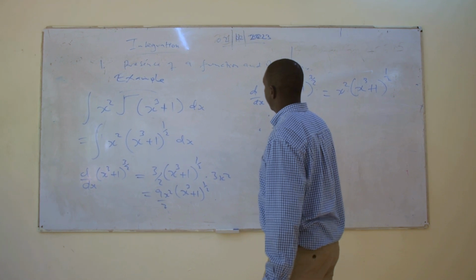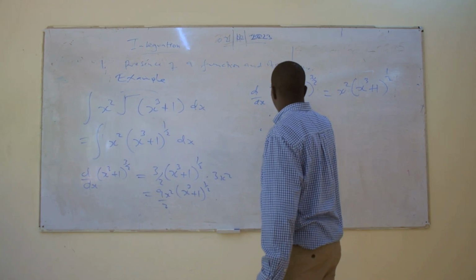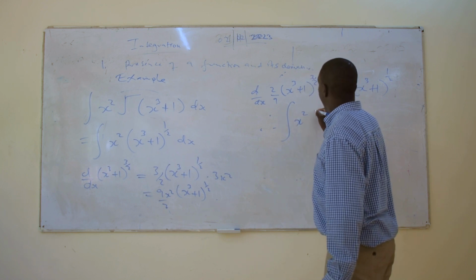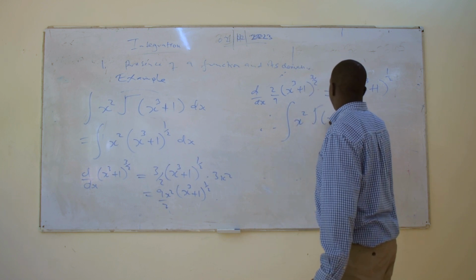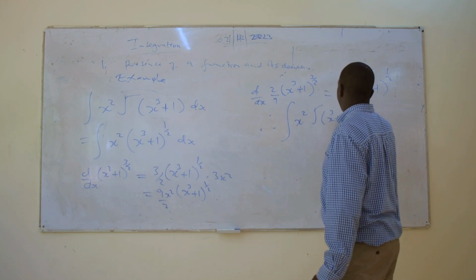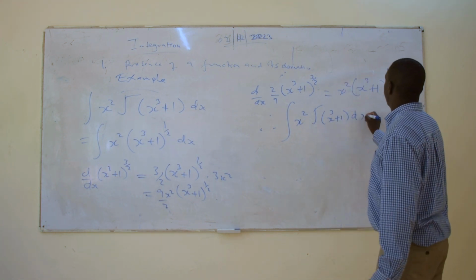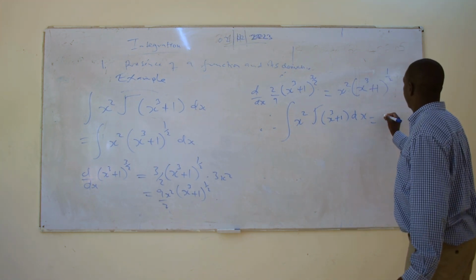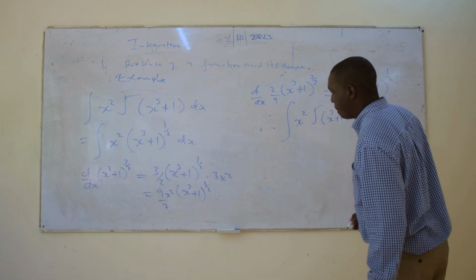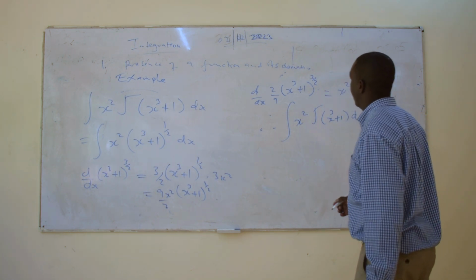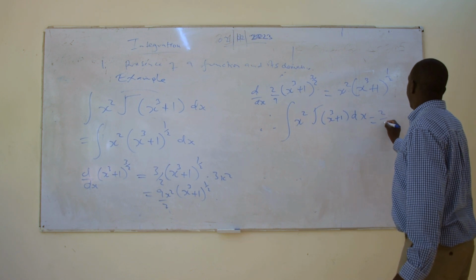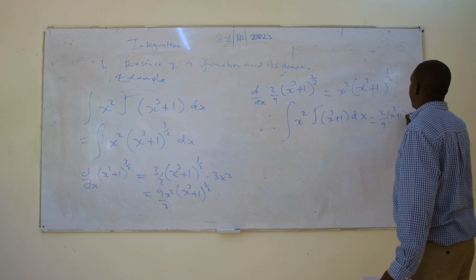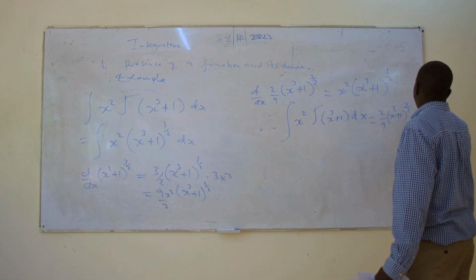It therefore means the solution of the integration of x squared root of x raised to power 3 plus 1 in bracket dx is equal to 2 over 9 in bracket x cubed plus 1 raised to power 3 over 2 plus c.